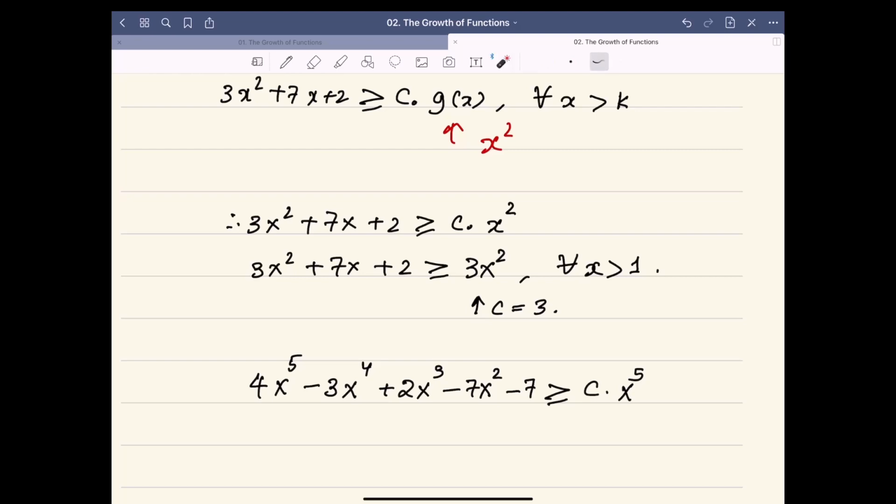So it's not like before, where you could ignore some of the terms. You can ignore the positive part, but you cannot ignore the negative terms. Why? Because usually if you have a minus, then you are reducing the value of the function, and it's difficult to make it greater than or equal to a constant multiplied by x raised to power 5. So we need a trick here to show that the left-hand side is greater than or equal to a constant multiplied by x raised to power 5. So how to find this constant to make the left-hand side greater than or equal to the right-hand side?